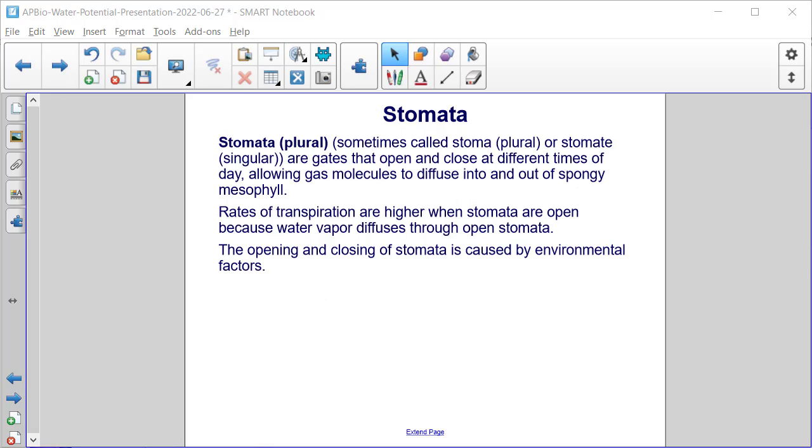Stomata, which is the plural form of the word, are sometimes called stoma, also plural, or stomate is singular gate. So stomata are gates that open and close at different times of day, allowing gas molecules to diffuse into and out of the spongy mesophyll. Rates of transpiration are higher when stomata are open because water vapor diffuses through open stomata. The opening and closing of stomata is caused by environmental factors.